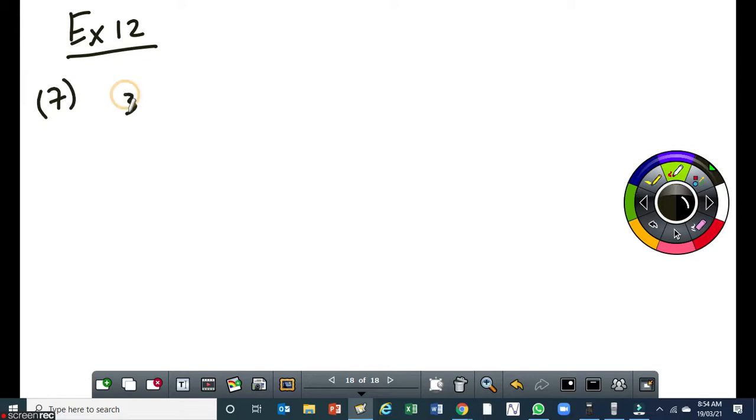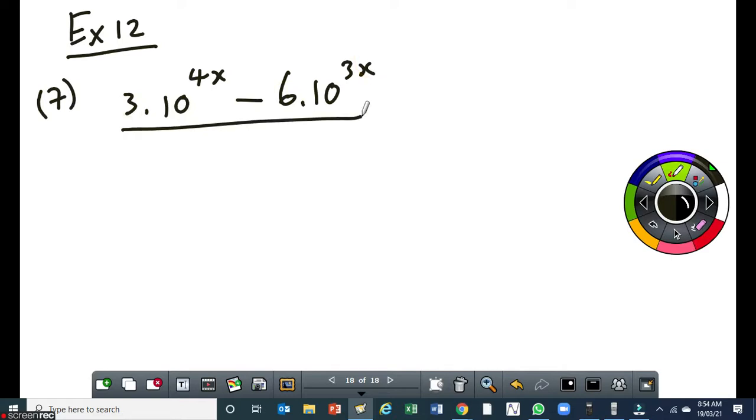So we have 3 times 10 to the power of 4x minus 6 times 10 to the power of 3x, all over 3 times 10 to the power of 3x. Like that.